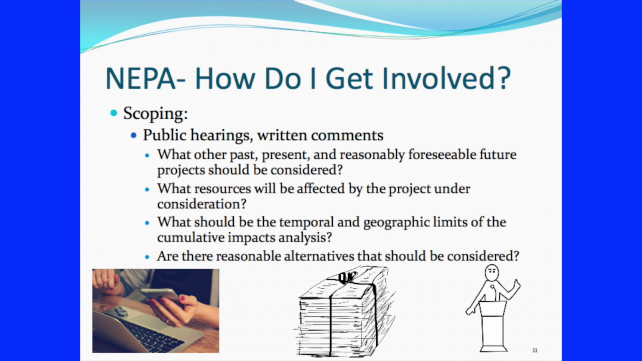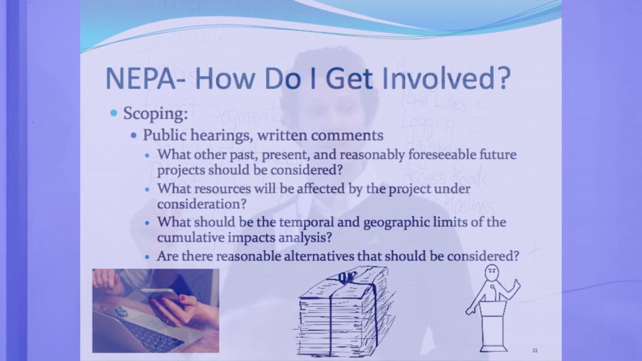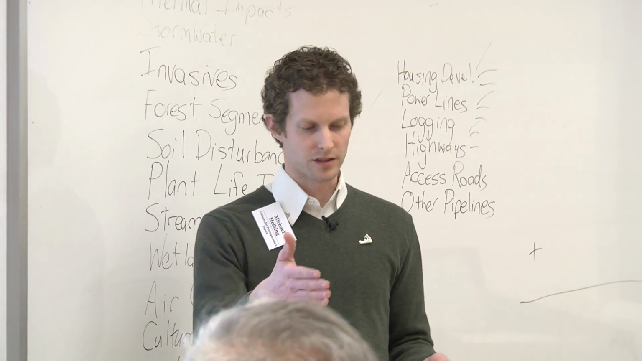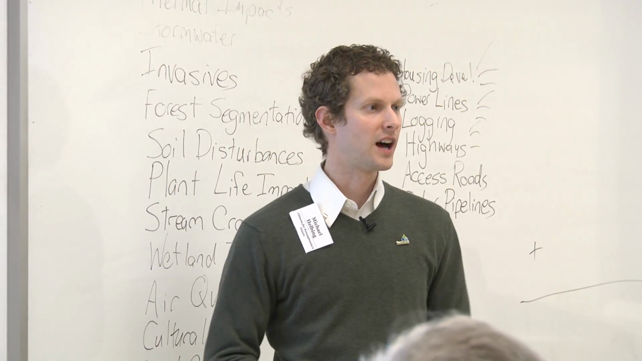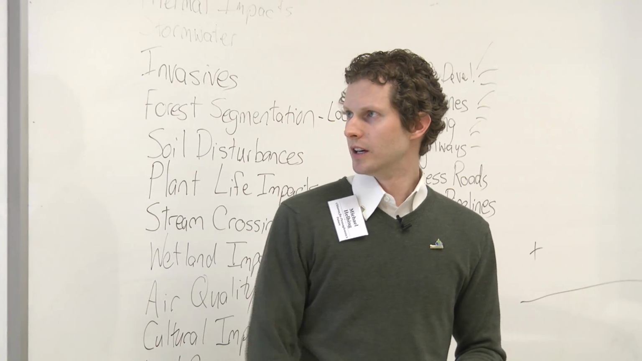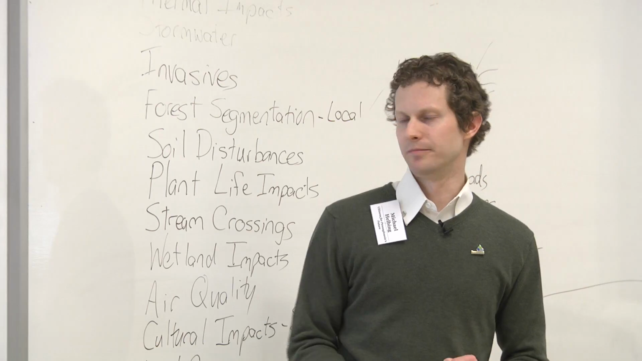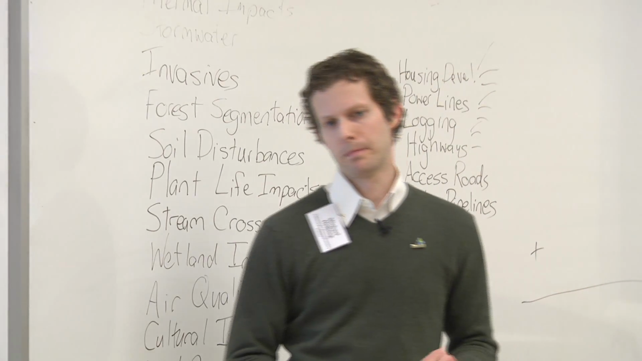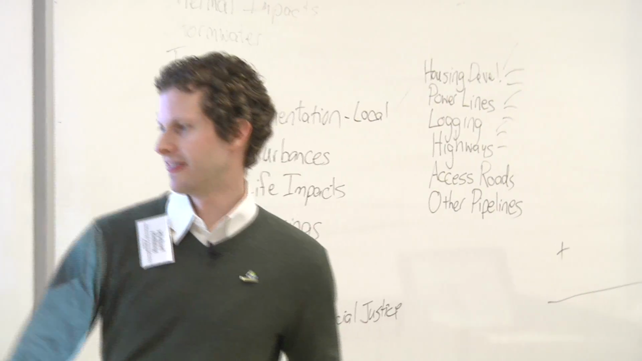What resources are going to be affected? Again, temporal and geographic limits, and reasonable alternatives to the project, because that's going to be another part of the EIS, to define reasonable alternatives to the project itself. So we don't need this whole pipeline. There's this pipeline already here that's underutilized. Let's just put some of the gas through the same pipeline, and we don't need a new one. Something like that. The next step, and I alluded to this, back at the scoping stage, defining the alternatives.